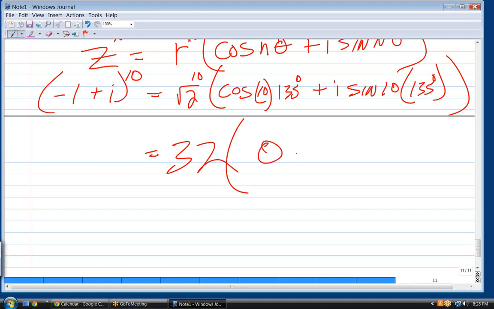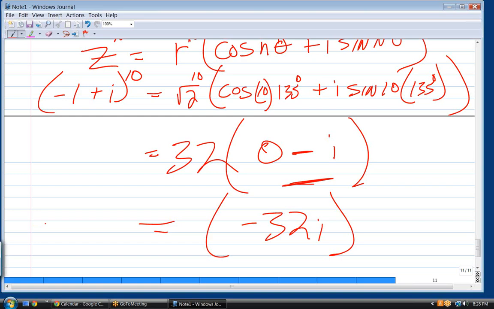Okay. Plus, I'm guessing the sine of that's going to be 1. Sine of 1350? Could be -1, I guess. Yeah, it's -1. Okay, so that changes this plus sign to a minus sign. So there's our complex number that we're going to multiply by 32. So our answer is minus 32i.